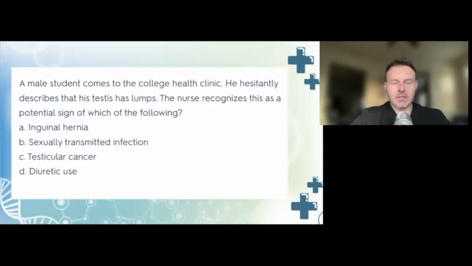A hernia is going to be something that's bulging out of the stomach, lower abdominal, or groin type area. So it's not going to be that one. A sexually transmitted disease also is going to have some sort of lesions or some discharge coming out. Diuretic use or sedatives can make it difficult for males to achieve erections, but it's not going to affect any sort of lumps or anything like that on their testicles. So again, the correct answer on this one is going to be C, potential for testicular cancer.